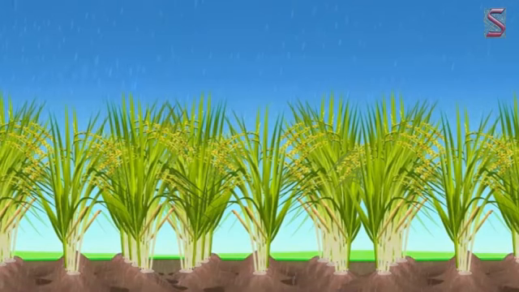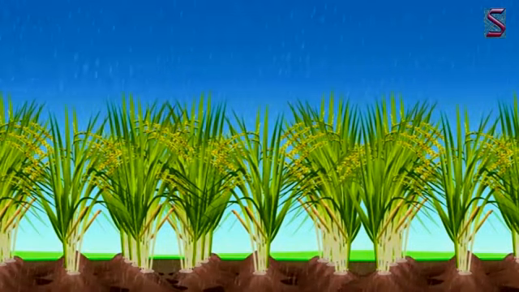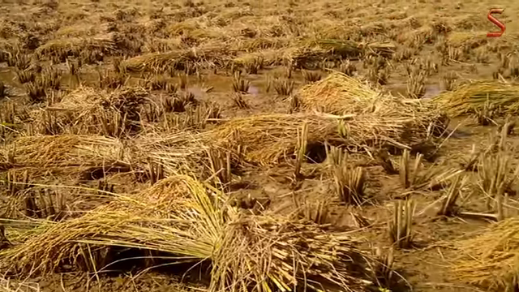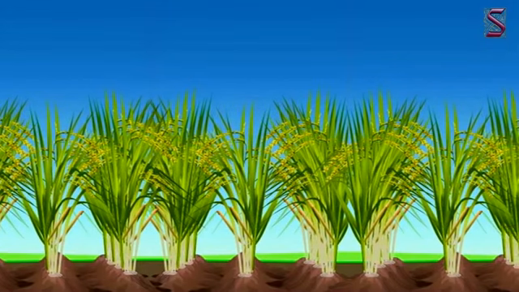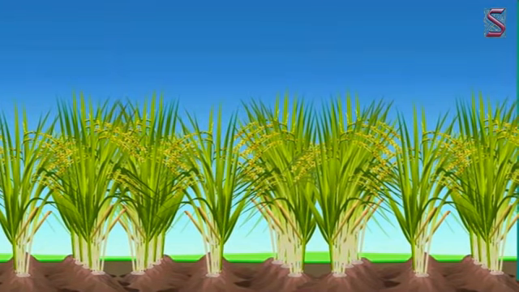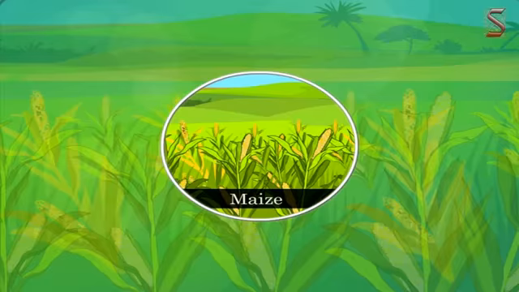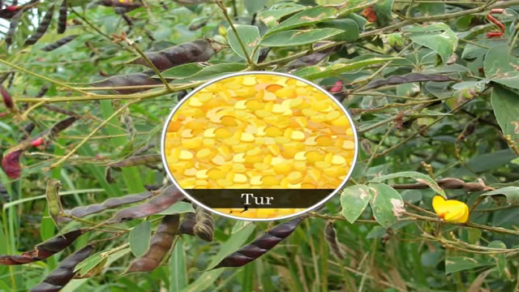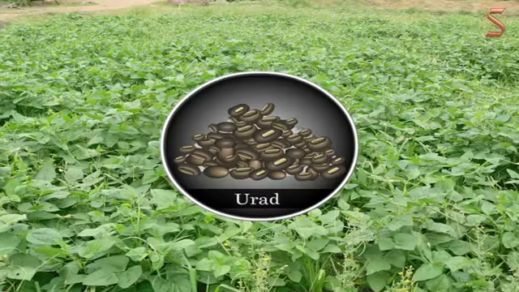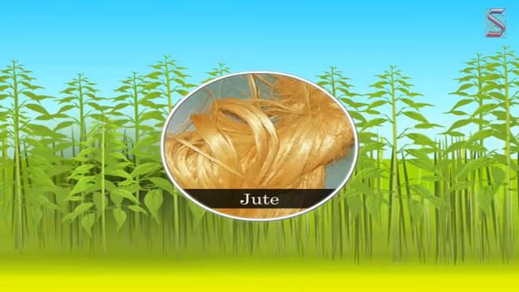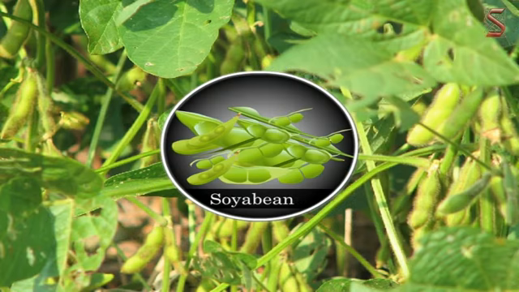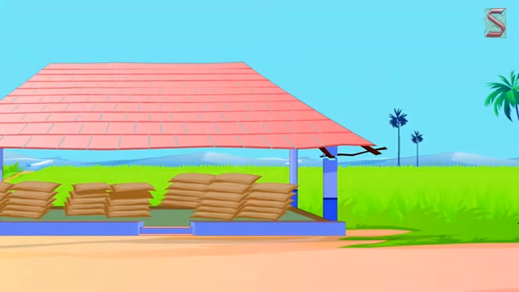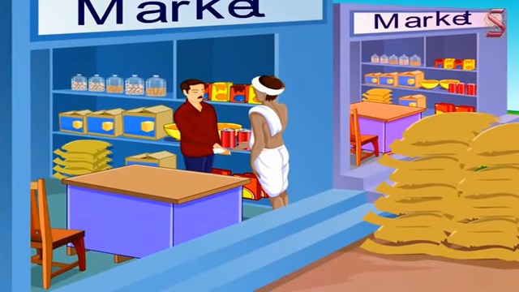Kharif crops are grown with the onset of monsoon in different parts of the country and are harvested in September to October. Important crops growing during this season are paddy, maize, jowar, bajra, tur or arhar, moong, urad, cotton, jute, groundnut and soya bean. We always keep some of our produce for our families and sell the rest in the market.